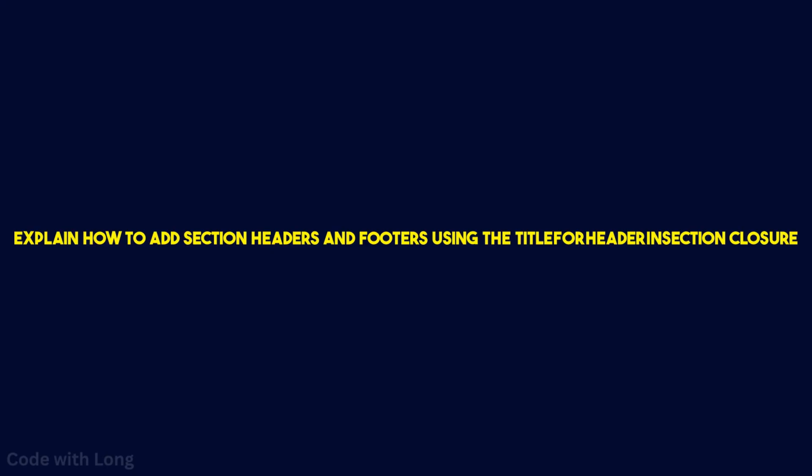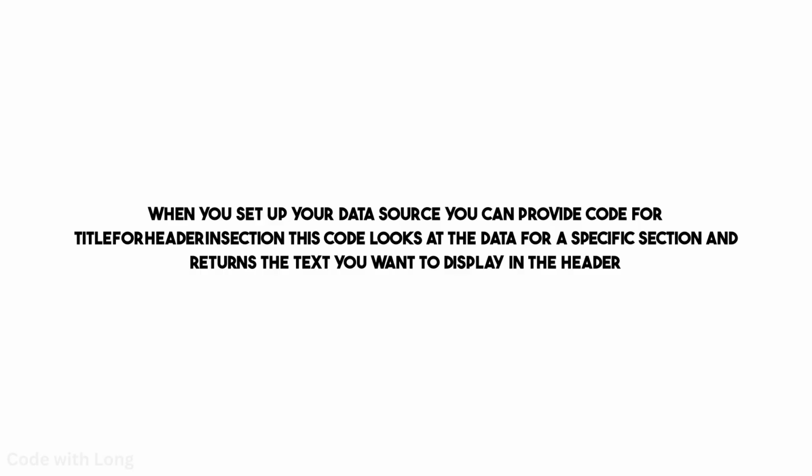Explain how to add section headers and footers using the titleForHeaderInSection closure. When you set up your data source, you can provide code for titleForHeaderInSection. This code looks at the data for a specific section and returns the text you want to display in the header.